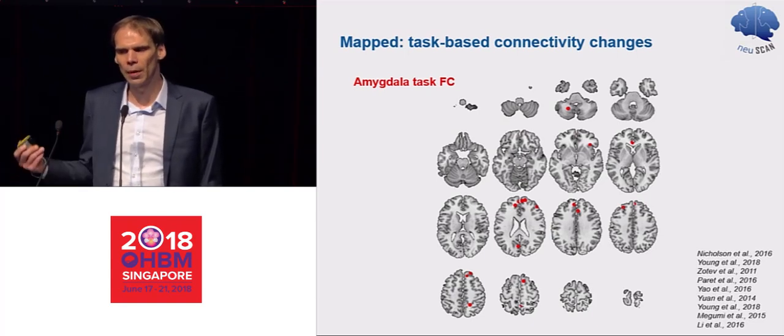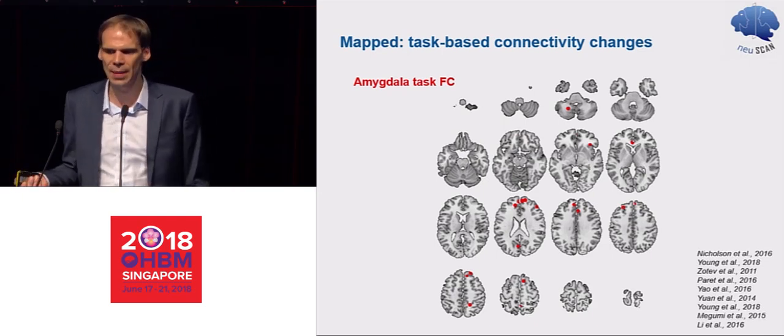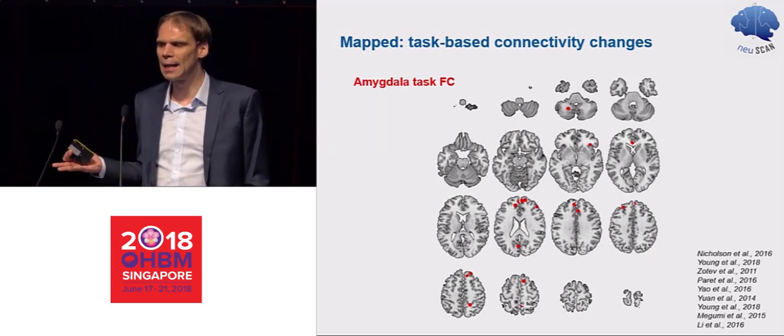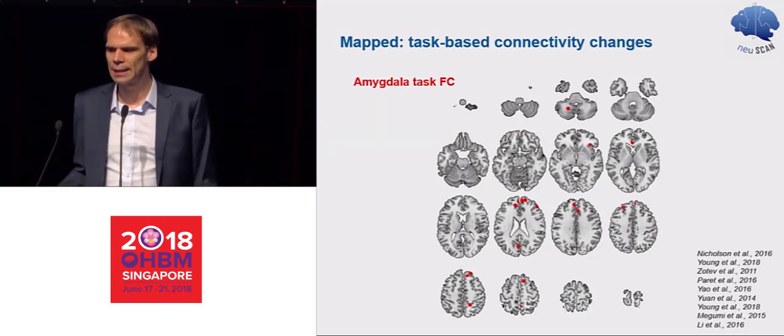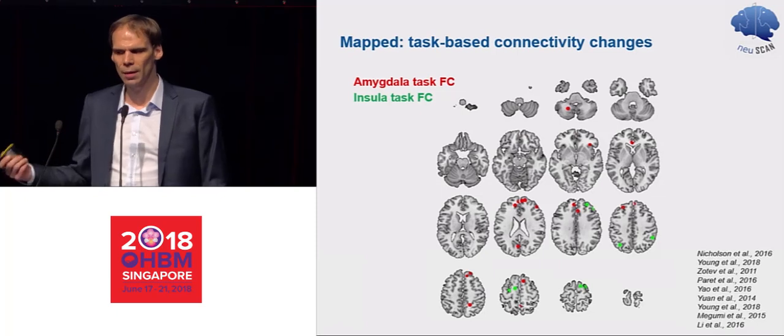If we now map the connectivity changes that have been reported after modulating a different region in the emotional network, that is the insula, which is also a highly connected region, we actually see that these changes somehow overlap, but just in the prefrontal cortex. So we see corresponding network changes, plus all the very specific network changes.